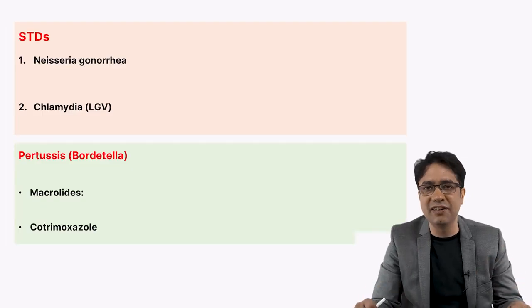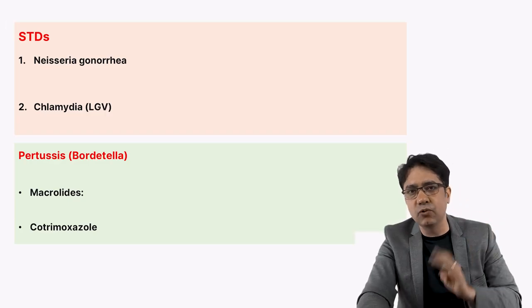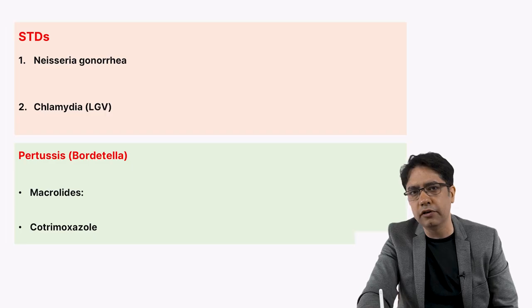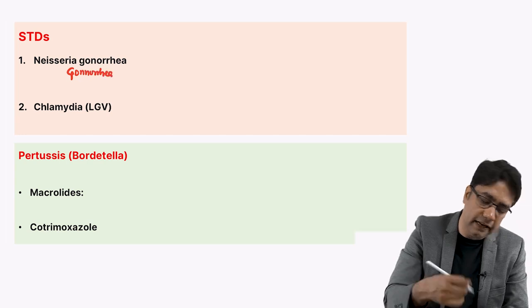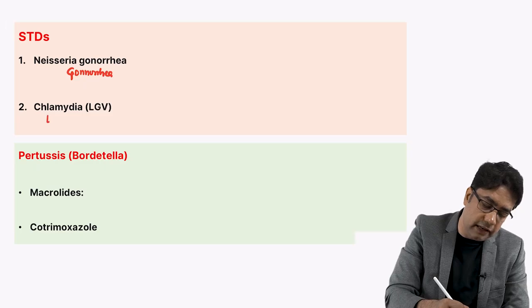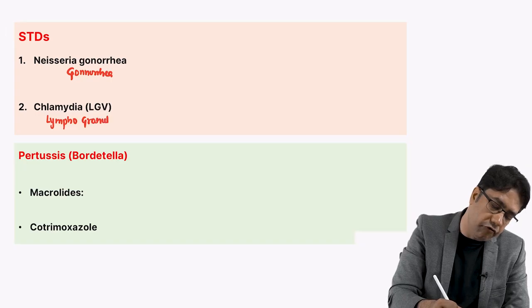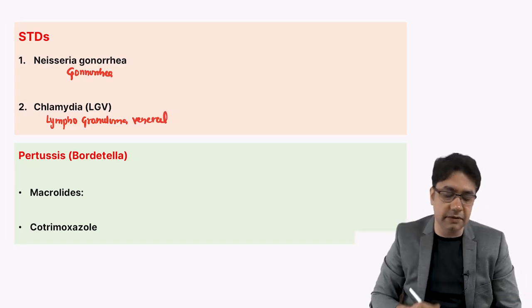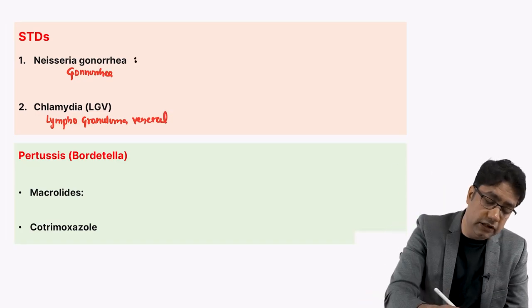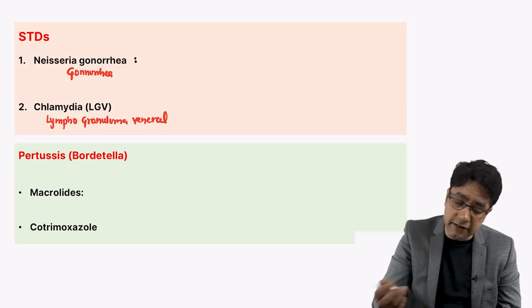Now let's talk about the treatment of certain infection. The first one we have is sexually transmitted disease. Two most important causes are gonorrhea, which is caused by Neisseria gonorrhea, and chlamydia, which causes lymphogranuloma venereum. Venereum means venereal disease or sexually transmitted disease. So what is the drug of choice for Neisseria gonorrhea? Remember, it's a community acquired infection, gram-negative bacteria.